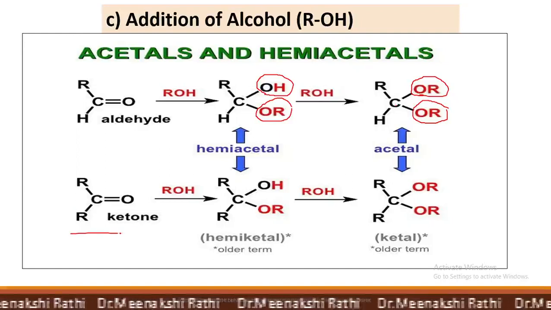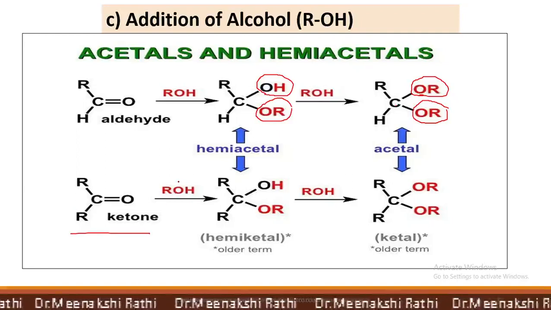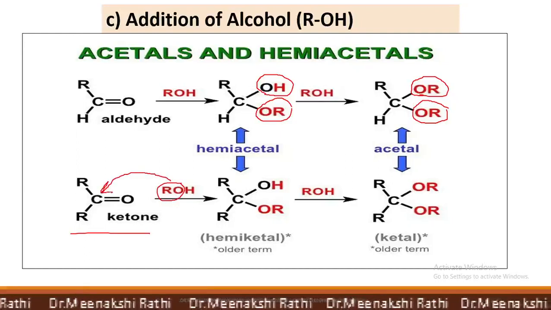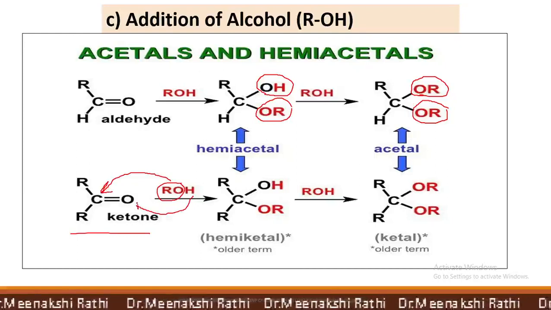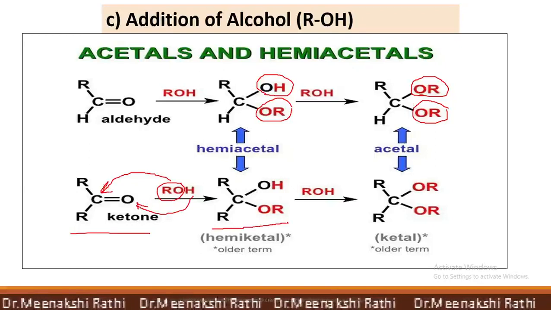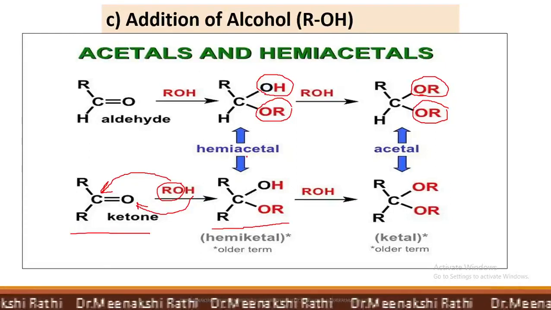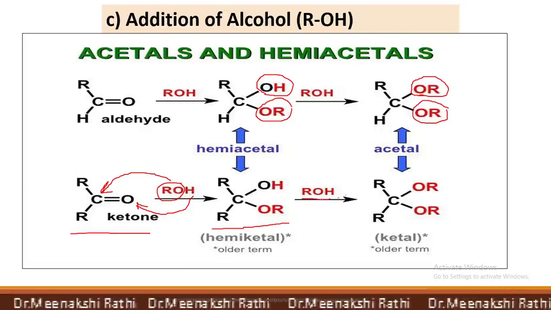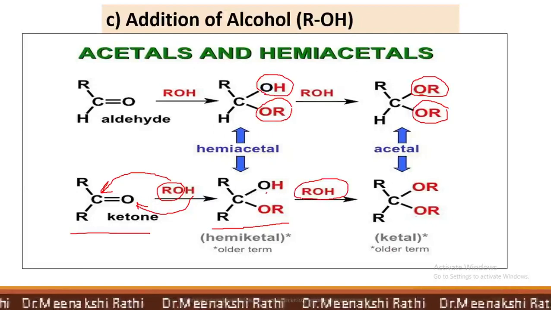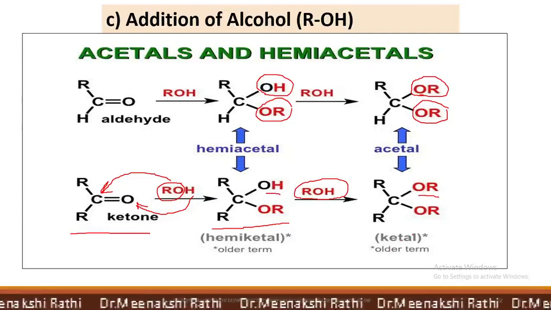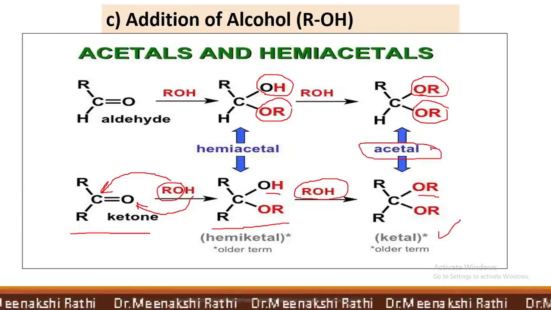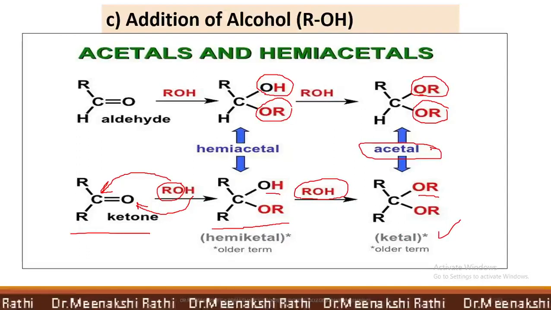Another example, ketone. When it reacts with ROH, again the RO or alkoxy group is the negative part, so it is attached to the carbon, H goes to oxygen and we get this hemiketal. It is the older term, now it is also called hemiacetal. Hemiacetal when it again reacts with 1 molecule of alcohol, OH gets replaced by OR and we get ketal or acetal. So this is again an addition reaction of alcohol.